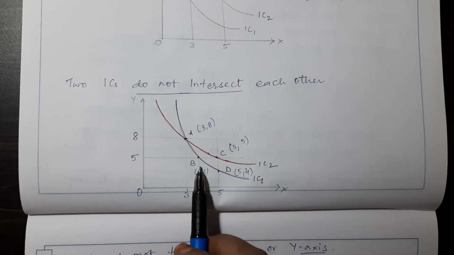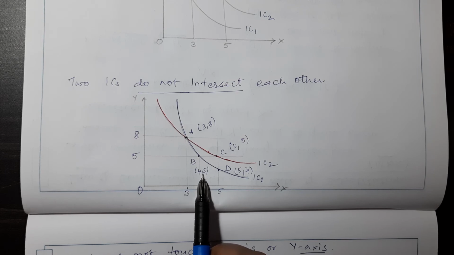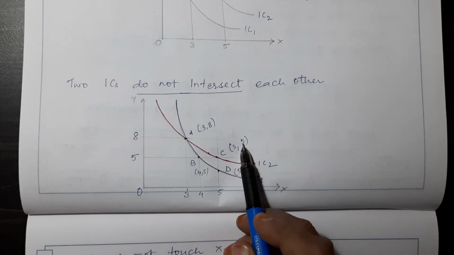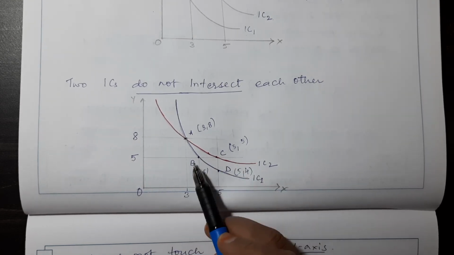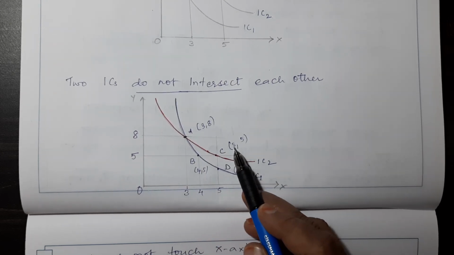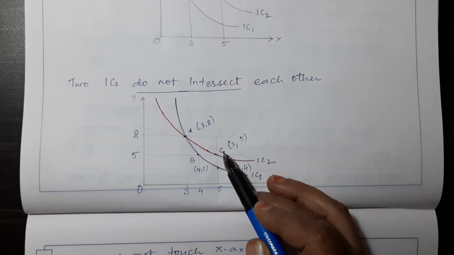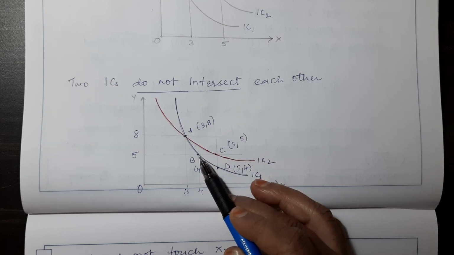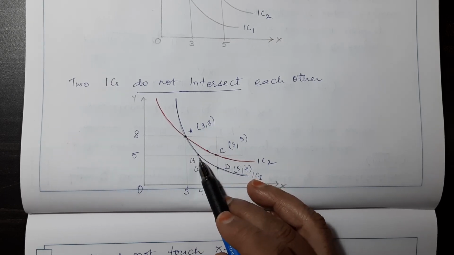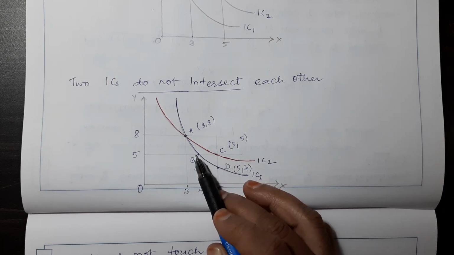But look at A and B. If 3, 8 and 4, 5 are giving him the same level of satisfaction, at B he consumes 5 units of Y, and at C also he consumes 5 units of Y. But at B he is consuming 4 units of X, and at C he is consuming 5 units of X. So obviously 5 is greater than 4, so C should give him more satisfaction than B, isn't it? So this is not possible. If A is equal to C and A is also equal to B, then B should be equal to C. But here C is greater than B, isn't it?